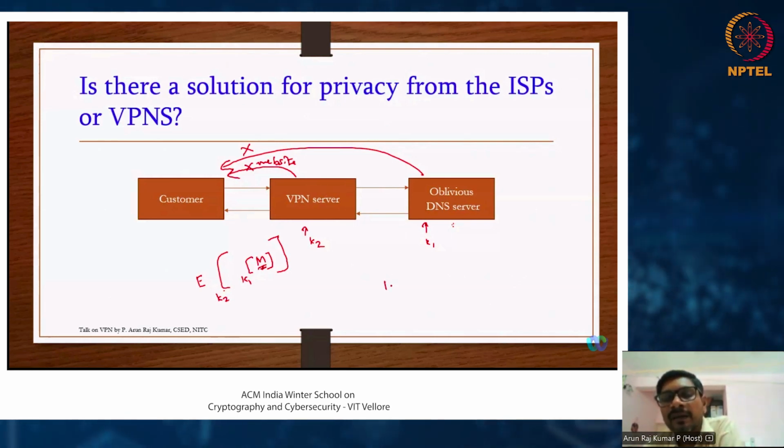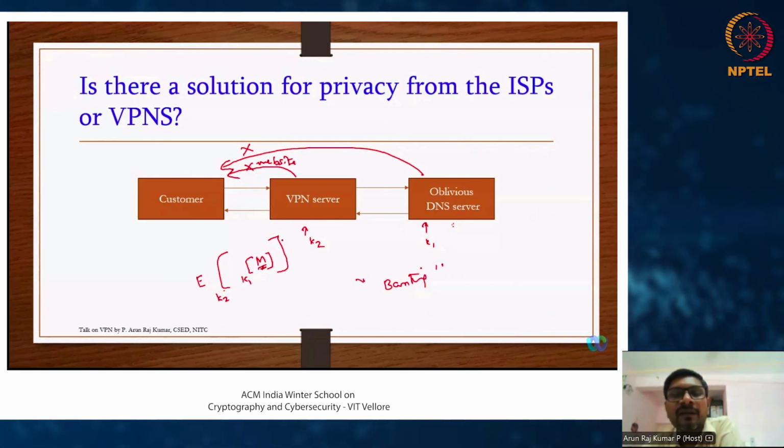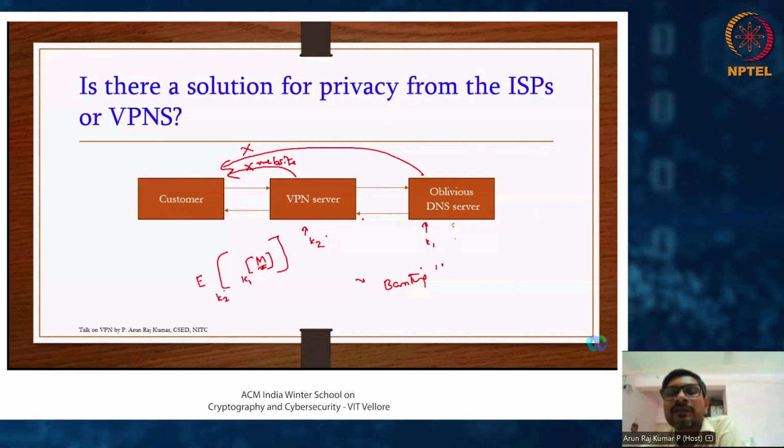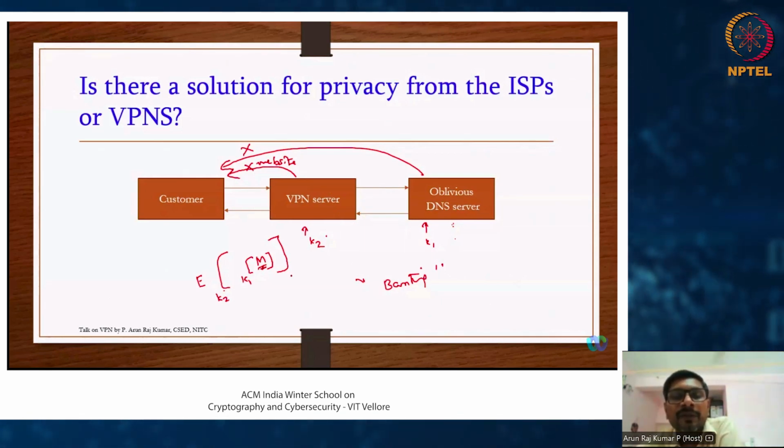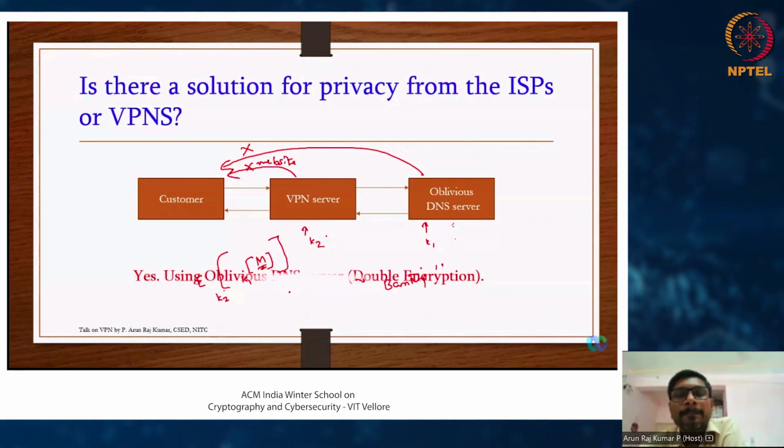So this is how our banking transaction also happens, like the supplier and the banking payment. Double encryption is done so that the supplier doesn't know your card details and the bank doesn't know what product you're purchasing. Right? So that's the type of privacy which is given as a solution from the ISPs or VPNs. Okay, any questions?